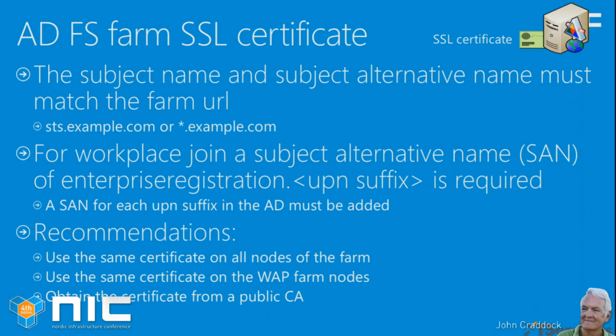So recommendation is to use the same certificate for all nodes on the farm, and to use the same certificate on the WAP farm nodes as well. And highly recommended is to go and buy a public SSL cert. The problem is, if you don't, and you've got client devices outside of CorpNet, you've then got the issue of how do they pick up their certificate revocation lists, right?